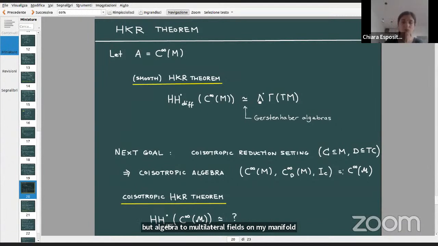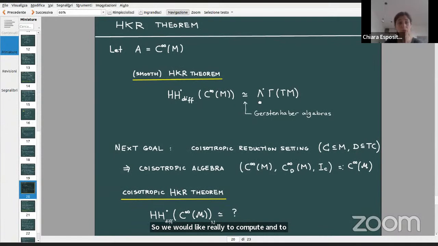So we would like to compute and prove a coisotropic HKR theorem in the geometric case. We come back to the coisotropic reduction setting in which we have a manifold, a coisotropic submanifold, and a characteristic distribution. This defines a coisotropic algebra, as we have seen before, the total algebra of functions constant along the leaves, and the vanishing ideal. This is our coisotropic algebra, which from now on I call C infinity of curly N. And we really want to compute the Hochschild cohomology at every degree, in particular the normal component, because this is the important object for us.